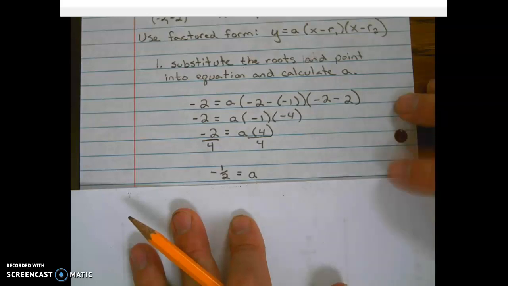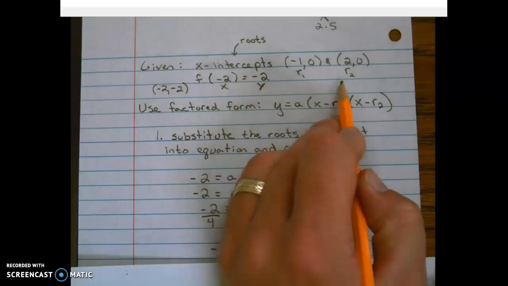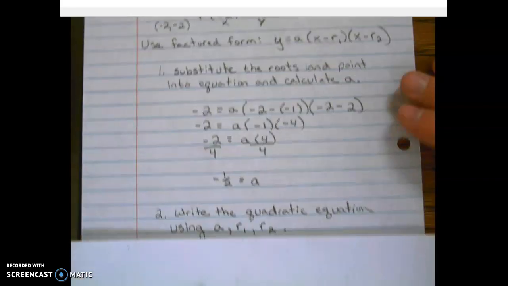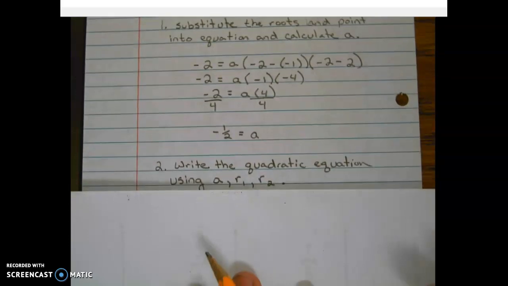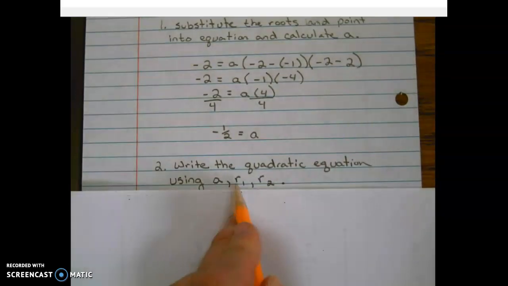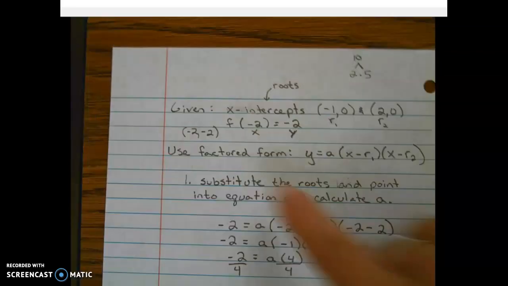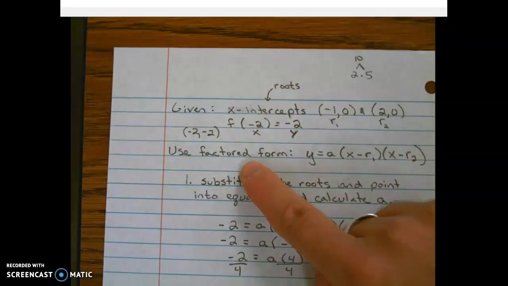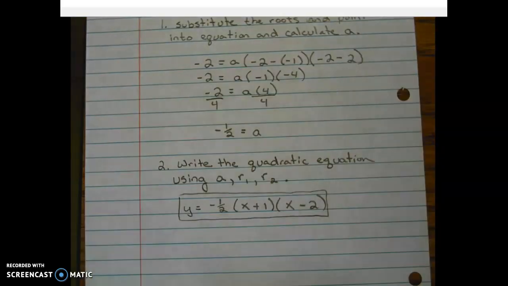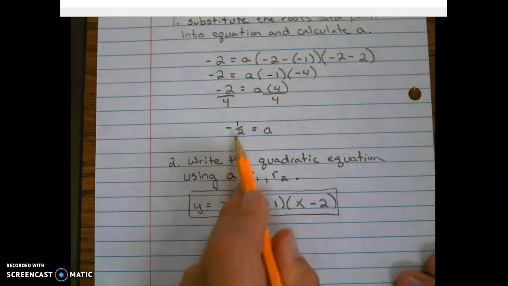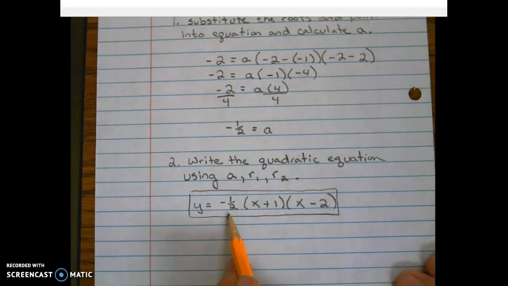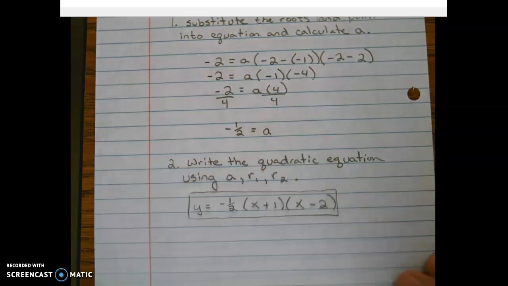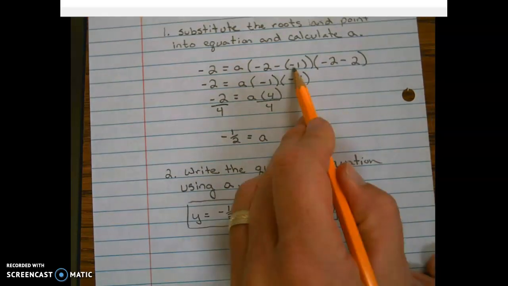Okay, so now that we have our a value and we know what our two roots are, we can go ahead and write the quadratic equation using the a value and the two roots. Now we're going to use the form that we used up here, factored form. We're going to use this form to write the equation. So the a value, which is -1/2, goes in for a. And the two roots, the roots were -1 and 2.